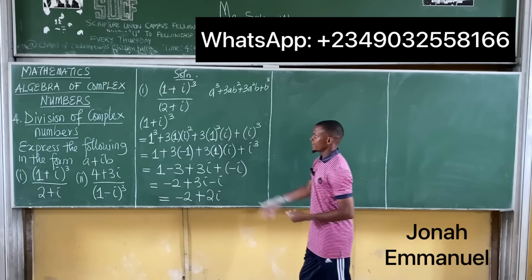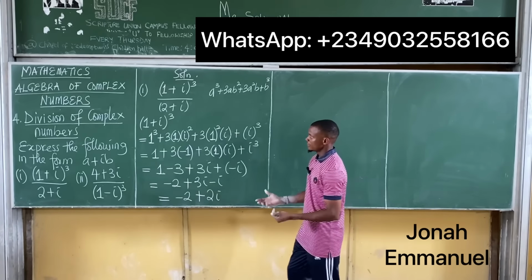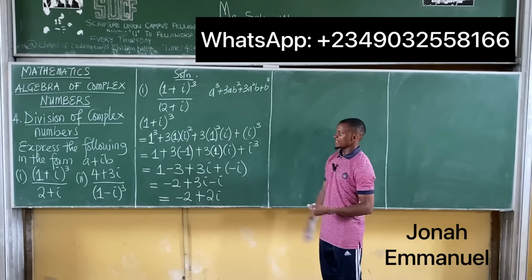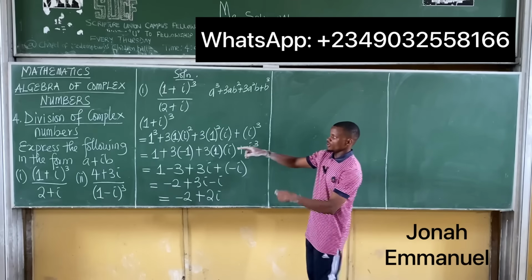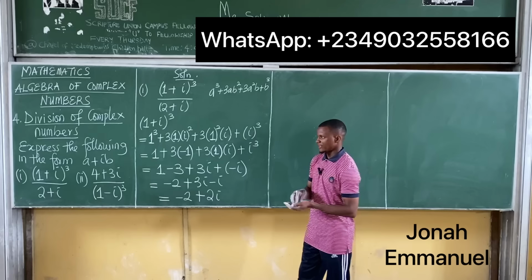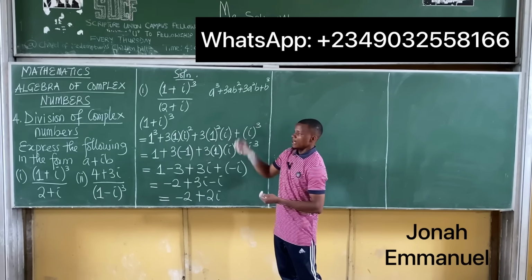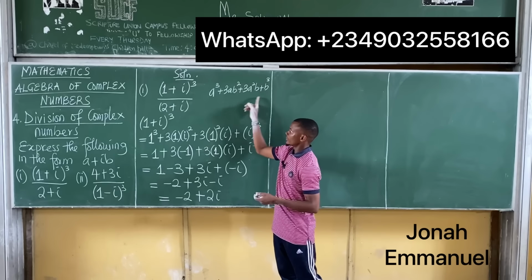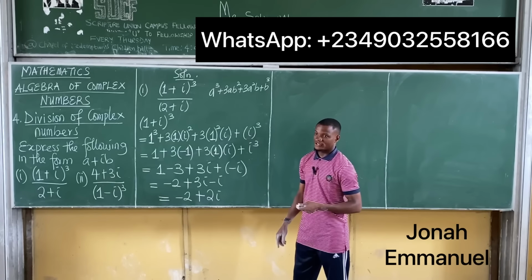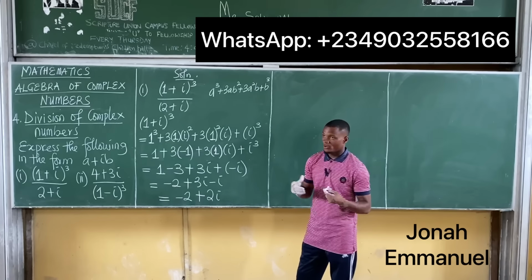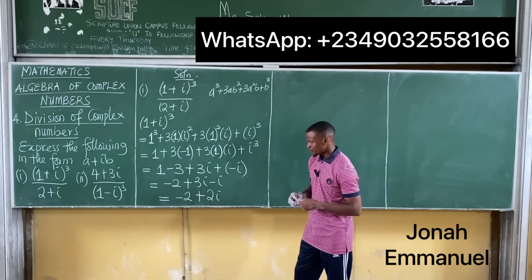So this is like a faster approach on how to expand this. So it's better you learn how to use binomial expansion instead of having to multiply this one by itself thrice. That's way longer. So it's better you learn how this is done. I'll leave a link to the video lesson on binomial expansion in the description of this video. So you can check the description of this video for the lesson on binomial expansion.